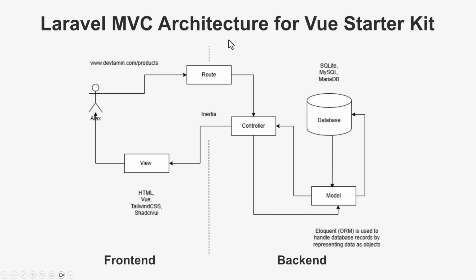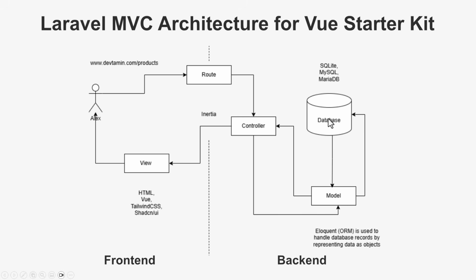Okay, this is Laravel MVC architecture for Vue Starter Kit. When we talk about this MVC architecture, we actually talk about model, controller, and Vue over here. This is the language that we use in Vue, which is the front end part. I've shown HTML, Vue, Tailwind CSS, and Shadcn over here. And when the user clicks on a link or makes an action, it will go to route, and then it will go to controller. And if it needs data from database, it will interact with model. And then the model will get data from database.